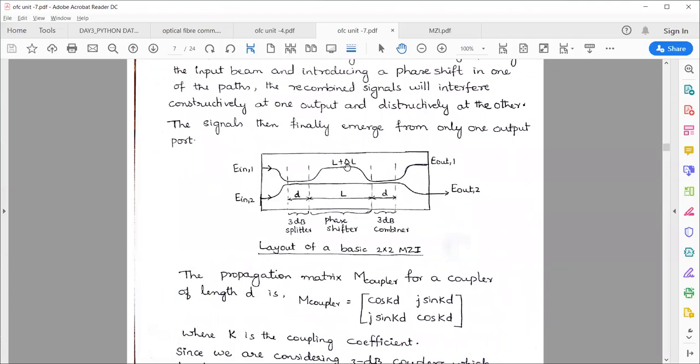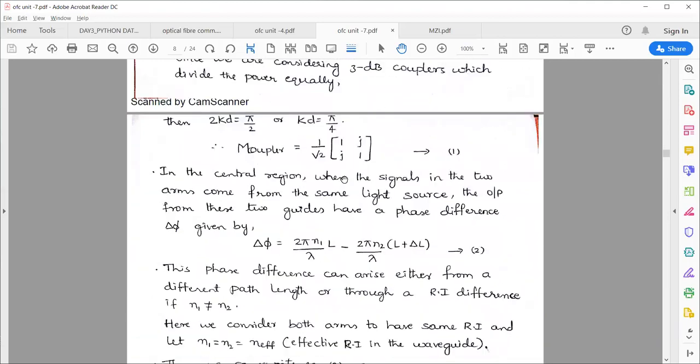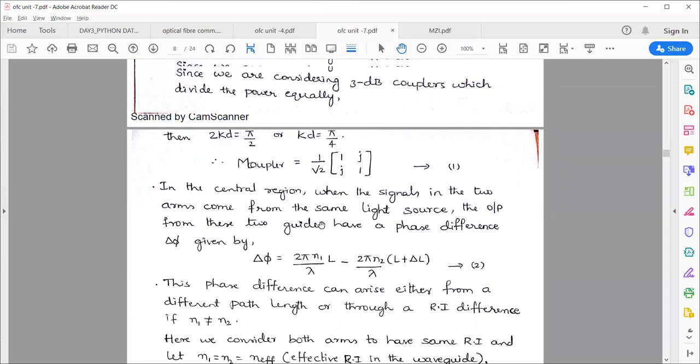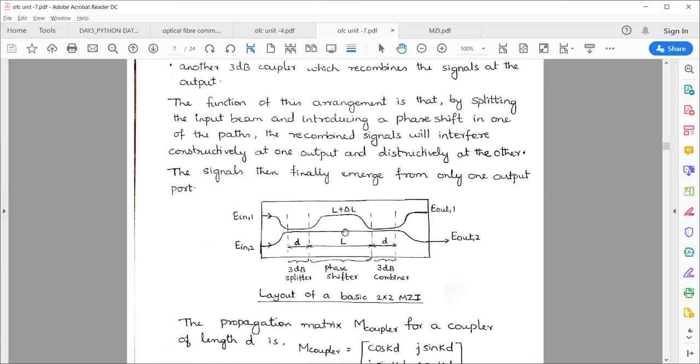we can see here we have a phase shifter, and one arm is having a length of L, the other arm is having an additional length L plus delta L, which is what is causing the phase difference. So the phase difference is represented by delta phi. So how do we represent phase difference? It is equal to 2 pi n1 divided by lambda into L minus 2 pi n2 divided by lambda into L plus delta L, where we have considered the lower arm is having a refractive index of n1 and the upper arm is having a refractive index of n2.